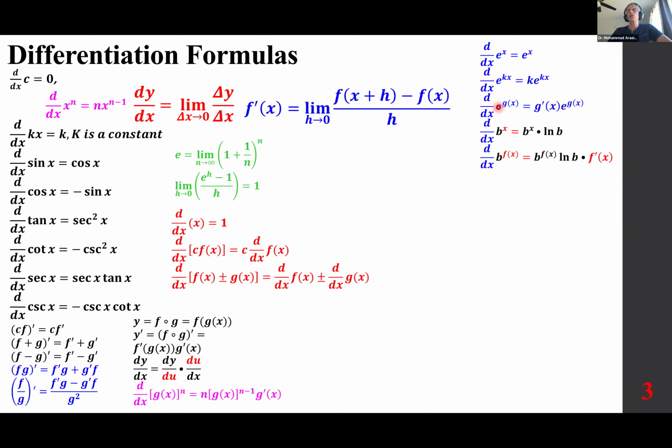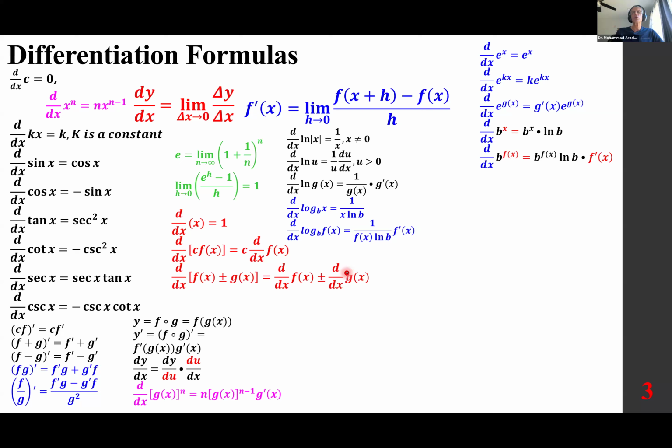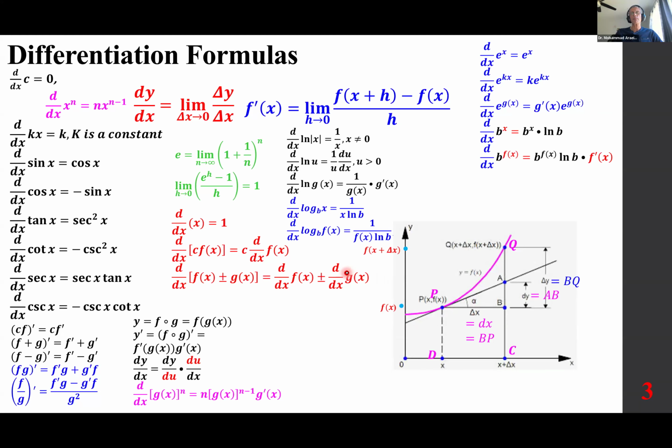In these two cases, by the chain rule, times k here, times g prime here. In this case, by logarithmic properties, times ln b. In this case, times ln b as well as f prime by the chain rule. Logarithmic differentiation, you flip it over and you multiply by the derivative of the argument of the log.